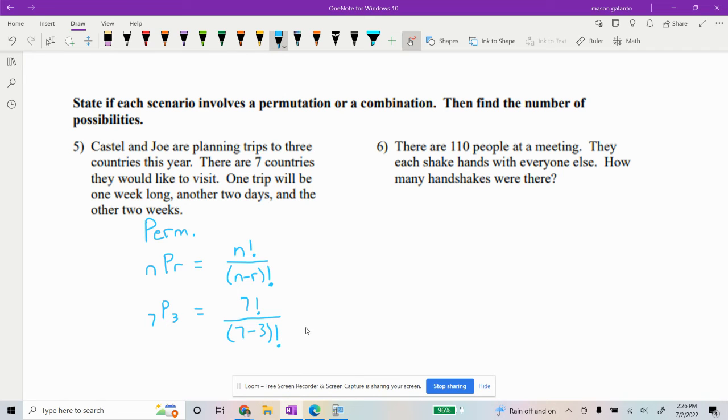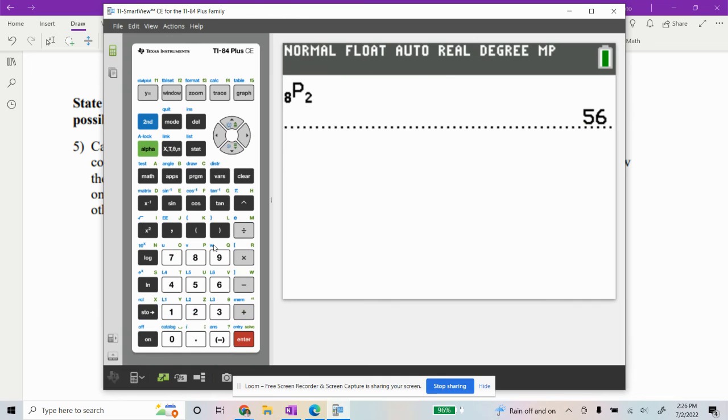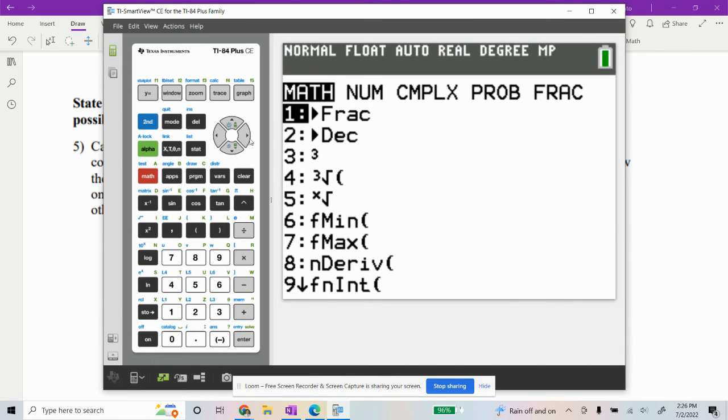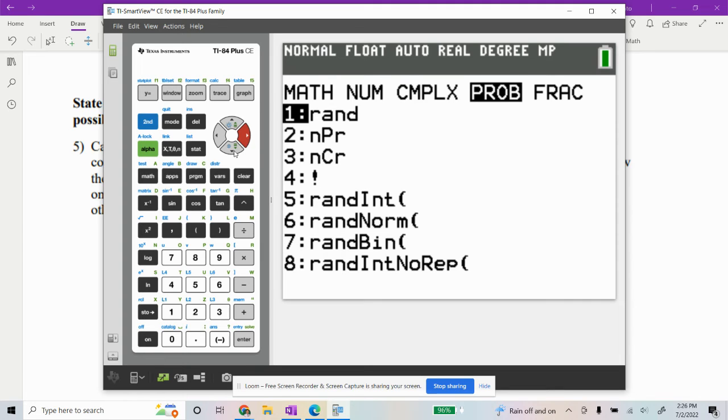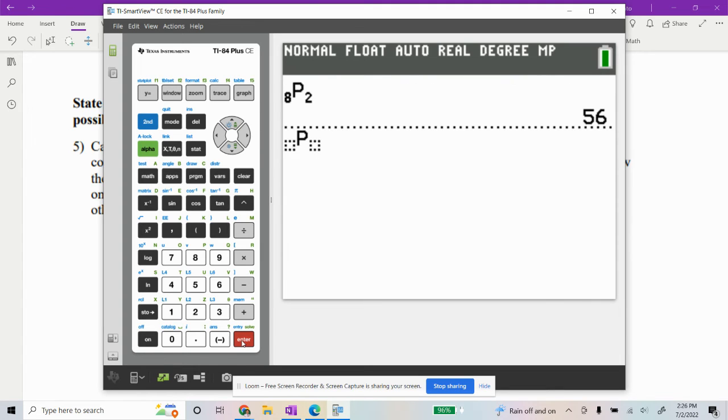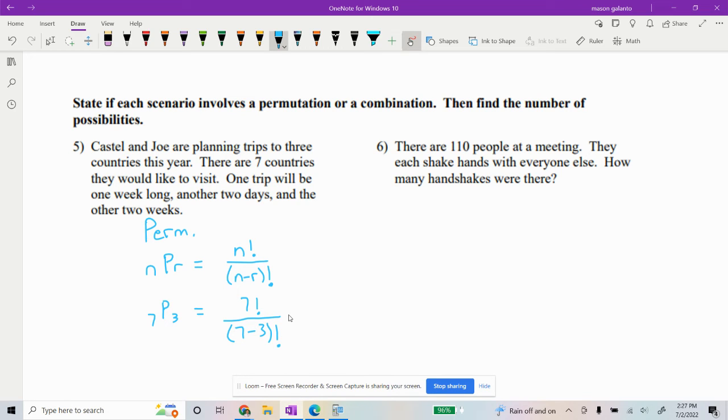Now, I do not expect you to solve this by hand. We can go to our calculators. So again, I go to math, scroll to probability, and go down to nPr. My calculator has it in front of me, so I can type in 7 and 3 and spit out my answer, which is 210. So this value is 210.